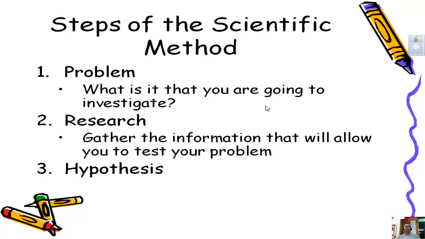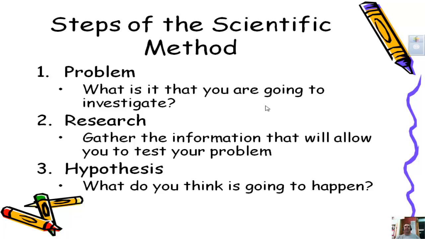The third step to the scientific method is your hypothesis. Your hypothesis is your educated guess. When you get done doing your research, so you know what you're looking for, your problem, and you've gathered some information, you're going to make an educated guess. What do you think is going to end up happening?